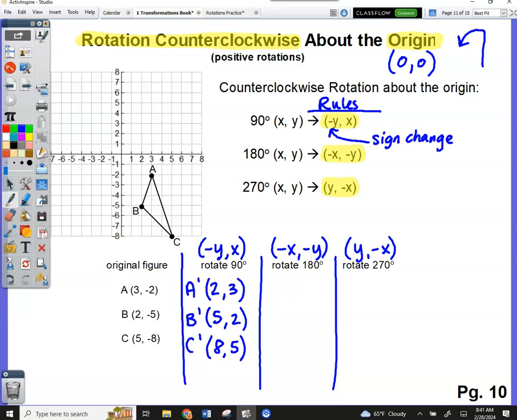Then I'd go graph it. So remember, first number is right or left, second number is up or down. So 2, 3, 5, 2, 8, 5.